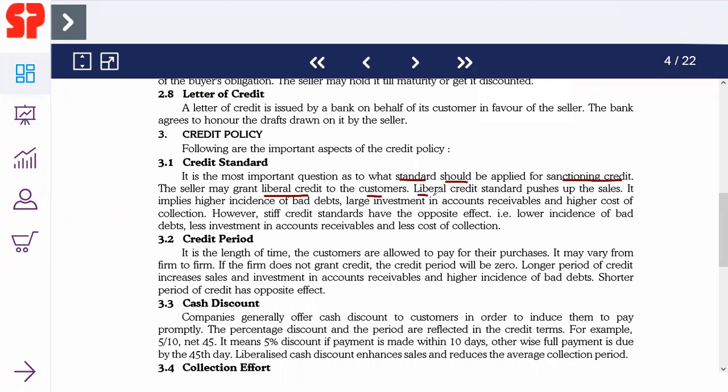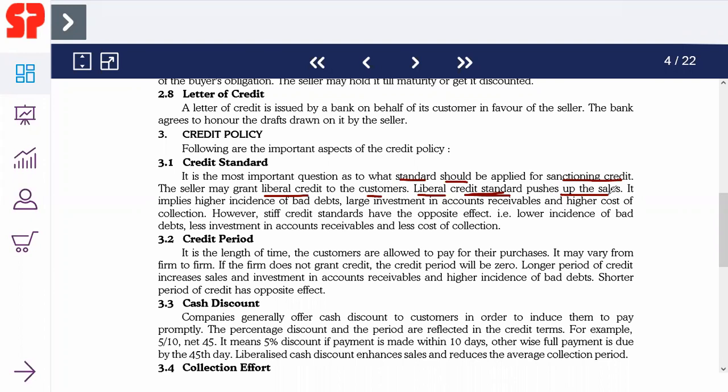So you can call it a liberal credit standard. One advantage of having a liberal credit standard is that it will push up your sales. So standard means what? Some base, which has to be predetermined. So that is known as a standard.